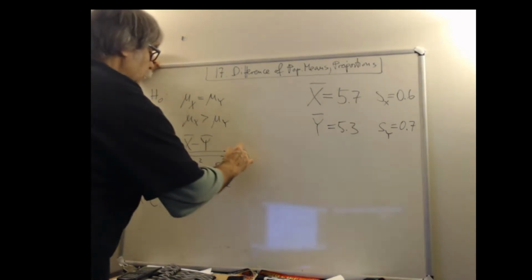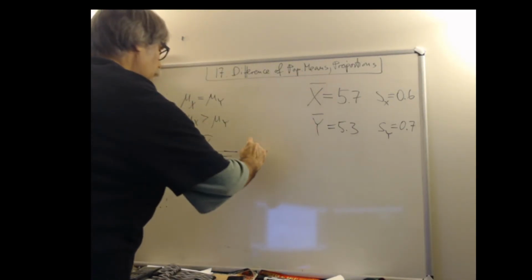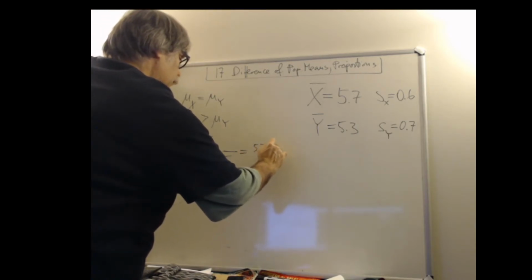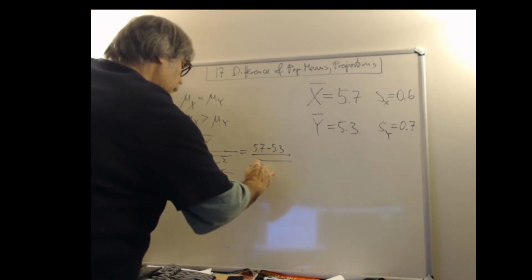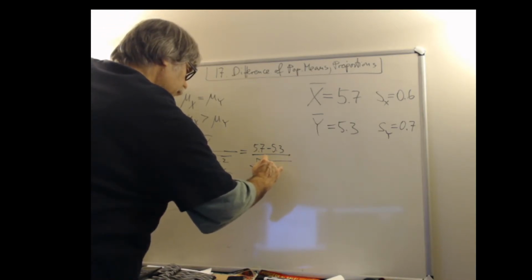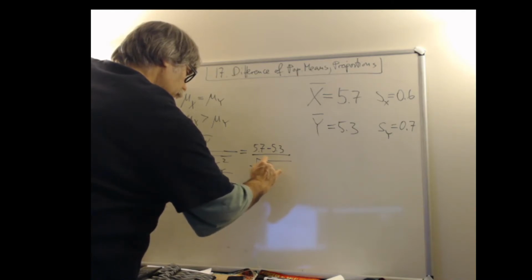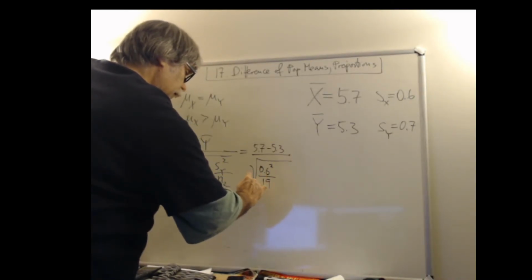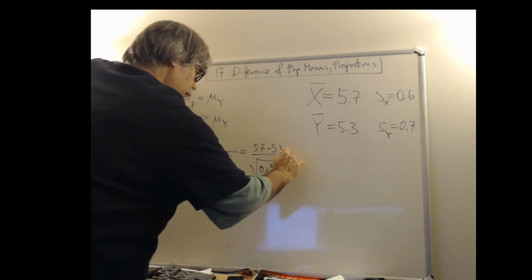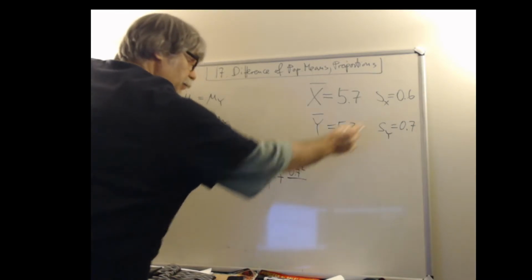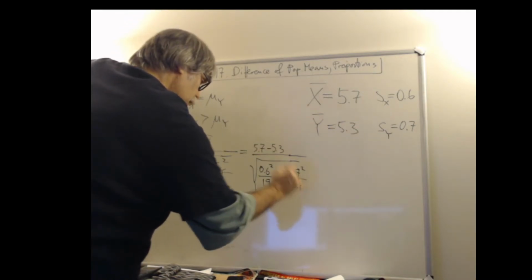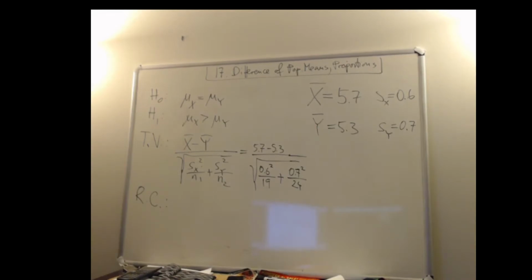So you have there 5.7 minus 5.3, divided by the square root of 0.6 squared divided by 19 hens in the first sample, plus, in the second sample, 24 of them, the standard deviation in the second, 0.7. Work this out. I come up with the number that is 2.016.